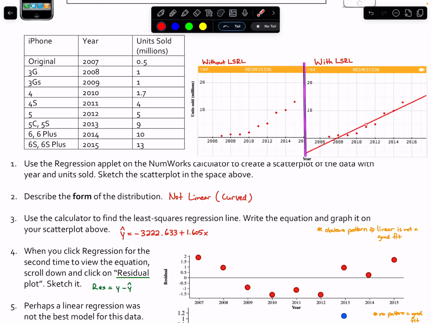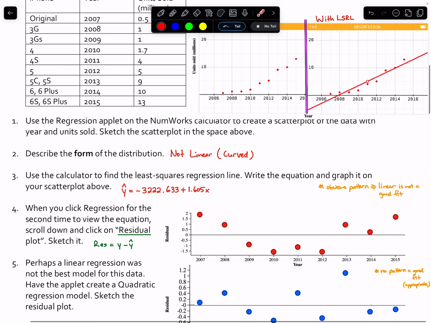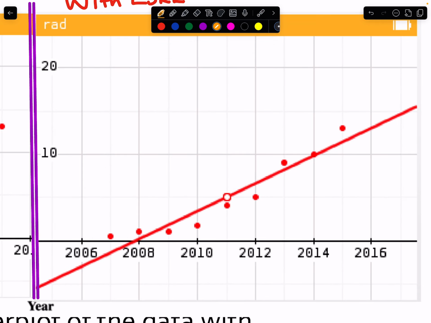If you use your calculator, you can find the equation for the least squares regression line. Again, we should know how to do that. Then part 4 says if you go into regression again and scroll almost all the way down, there's this thing called the residual plot. A reminder, the residuals are the distances from the actual y to your predicted y. So how far was the actual y value from what we thought it would be? What are the distances from each of those points to our prediction line? How close were we?